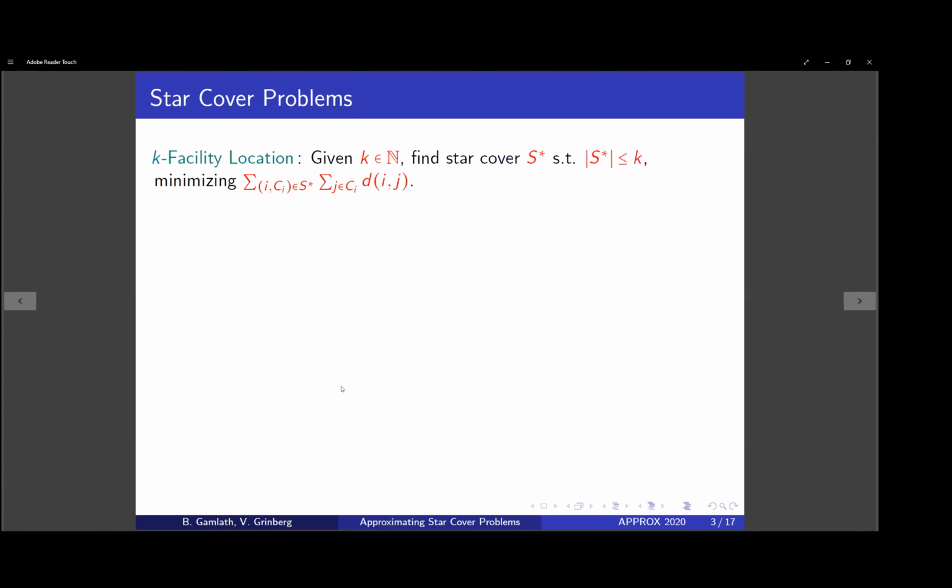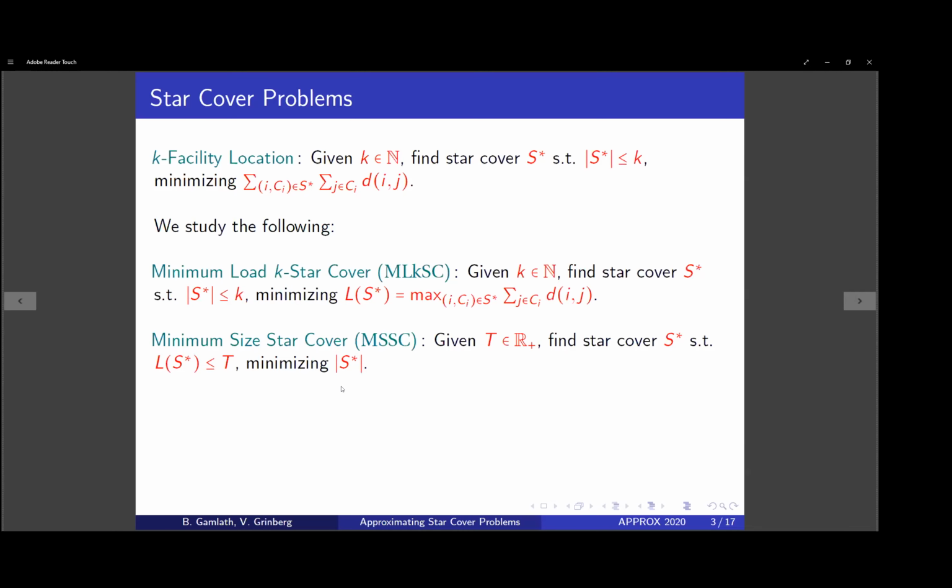So we are considering star cover problems, and we would like to introduce you to the topic. The well-known k-facility allocation problem can be interpreted and defined as follows: given a number k, we need to find a star cover of size at most k, so at most k stars, k facilities opened, minimizing the total load of all stars, that is, the sum over all stars in the star cover of the load of each star.